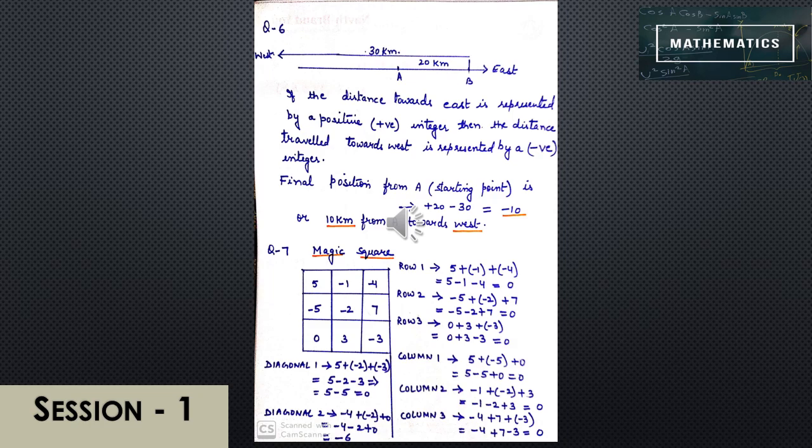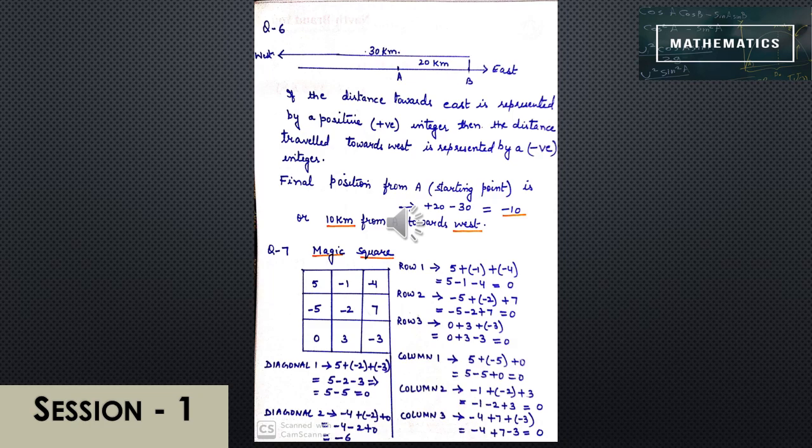Now let's consider question number 7. It is based on a magic square. What is a magic square? In a magic square, if there are 3 rows and 3 columns, we have to consider all the rows, all the columns and the 2 diagonals.